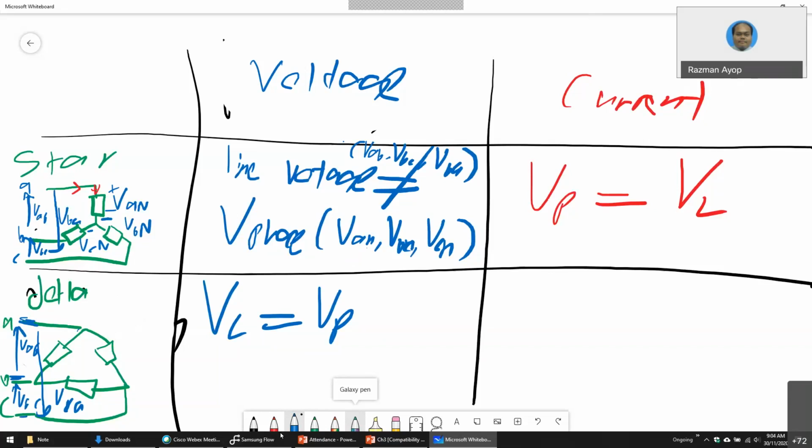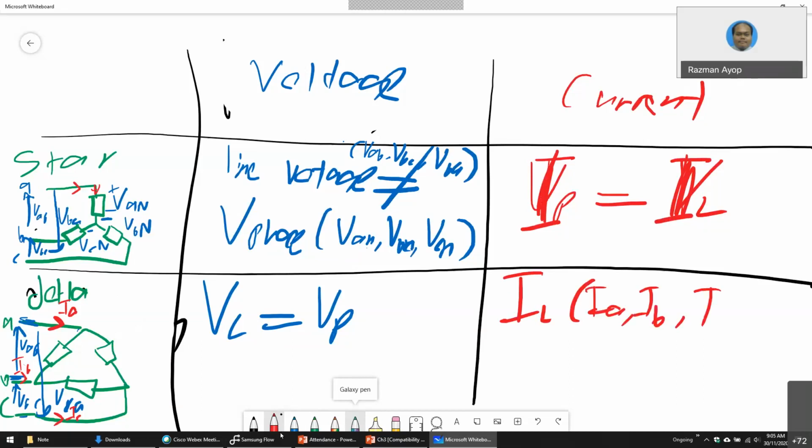How about the current? If you look here, this one is IA, this one is IB, this one is IC. This is line current because it is at the line, at the wire. So the line current, which is IA, IB, IC, is not equal to the phase current.